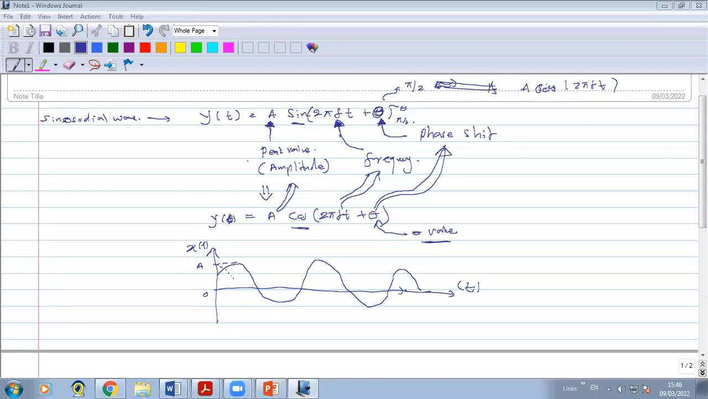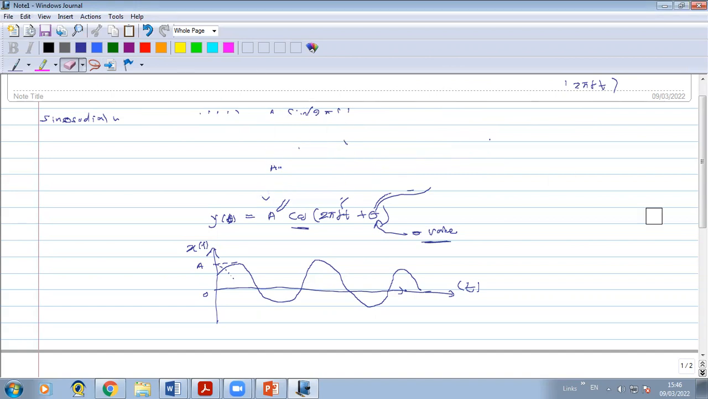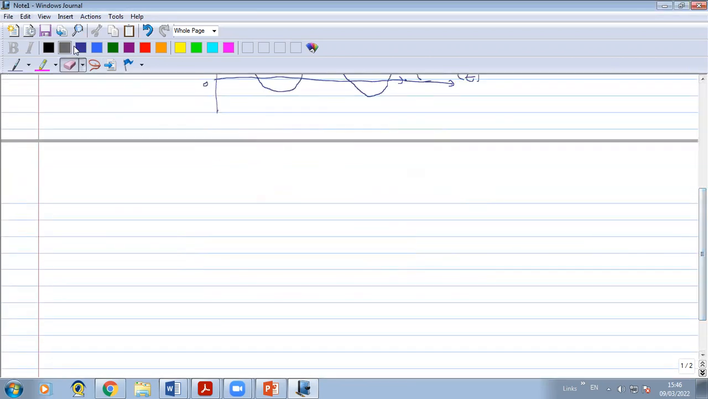So you know that this is the sine signal. I will explain it again. I will go to the next page. You know that we will get a sine signal like this: A sin(2πft + θ). This is the basic form of a sinusoidal signal.